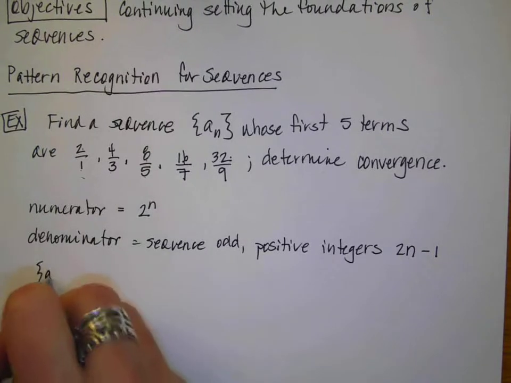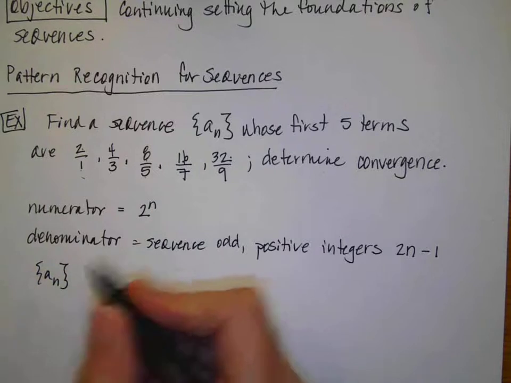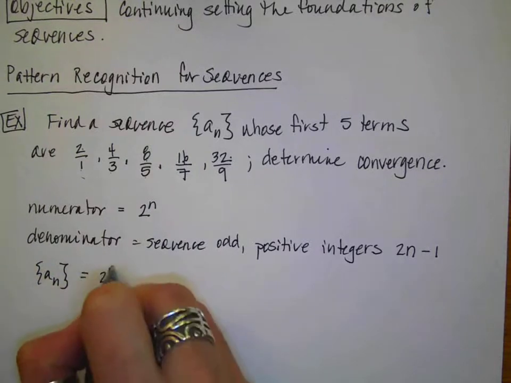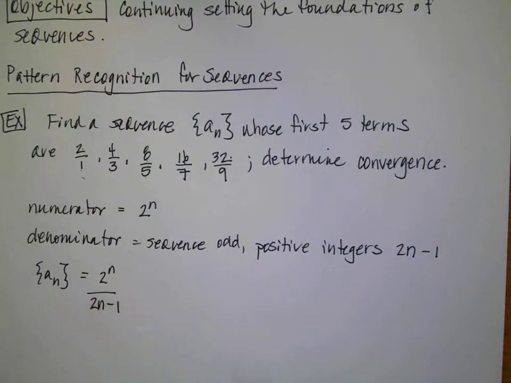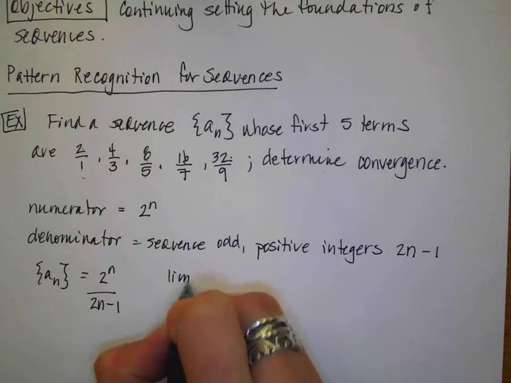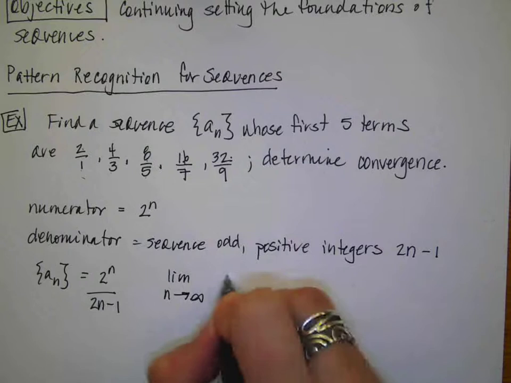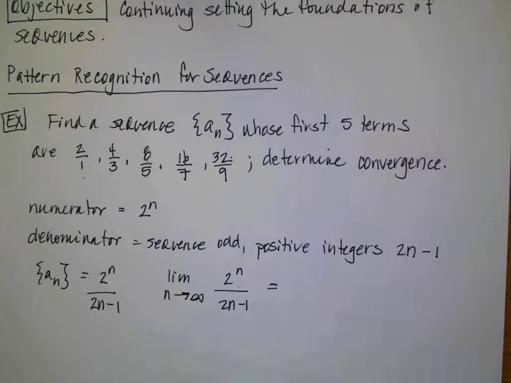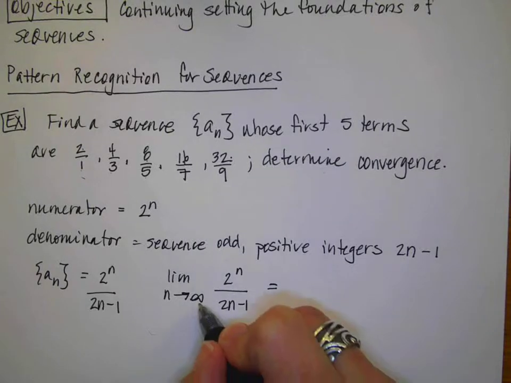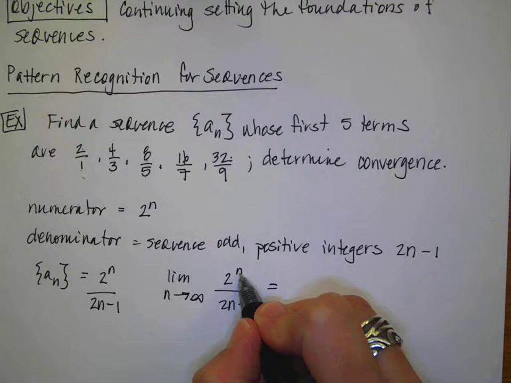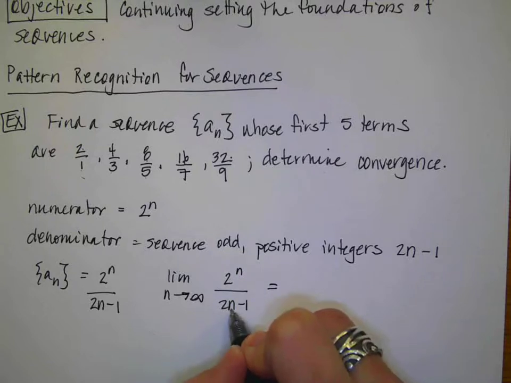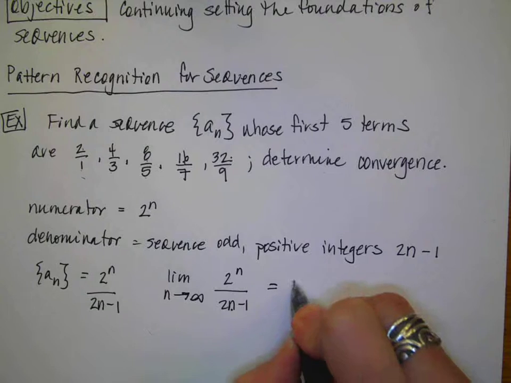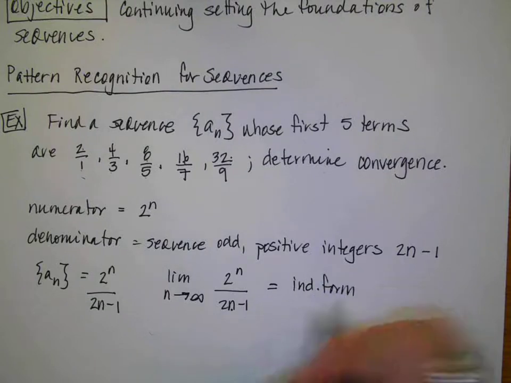Okay, so my rule, a sub n, is going to be 2 to the n over 2 times n minus 1. Well, then if I want to determine my convergence, I'm going to take the limit. So the limit as n approaches infinity of 2 to the n over 2n minus 1. Okay, and I can notice that if I use direct substitution, I get 2 to the infinity, which is infinity, and 2 times infinity is still infinity. So this is the indeterminate form, and I can use L'Hopital's rule.